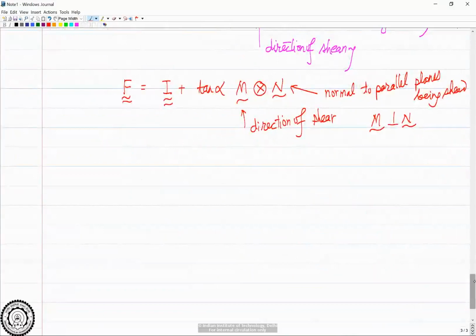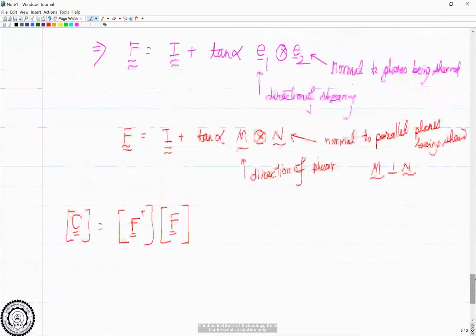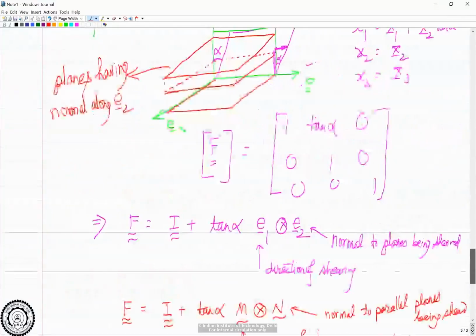Can we try to find out what is the C? What will be C for this? Can you recall the right Cauchy-Green tensor C? So what is the C matrix in this case? So C, as you can recall, is F transpose into F. So for the above case here, what is F transpose F?